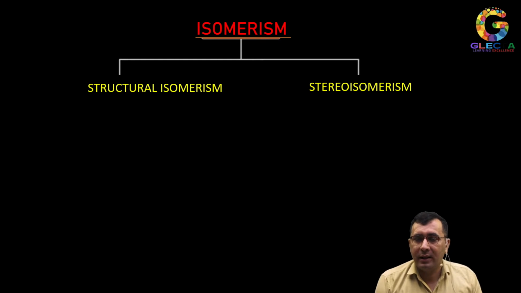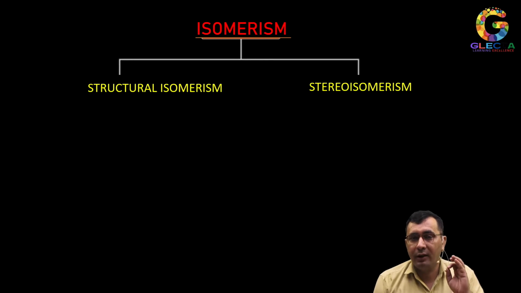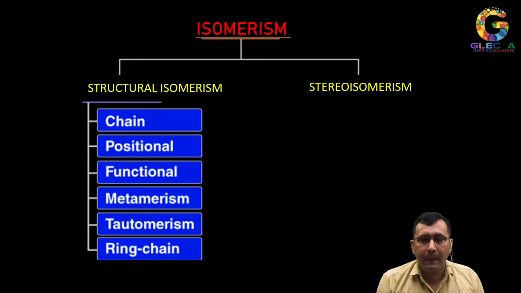Next one is stereoisomerism. The compounds having the same molecular formula but the arrangement of constituent atoms, ions or molecules in 3D space is different. In three-dimensional space, they are present at different positions, x, y, z, three-dimensional.